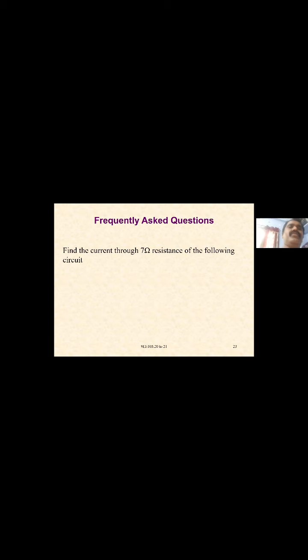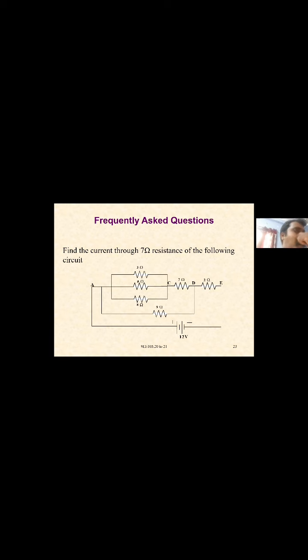Next, find the current through the 7 ohms resistance of the following circuit. Again, we can find I is equal to V by R.